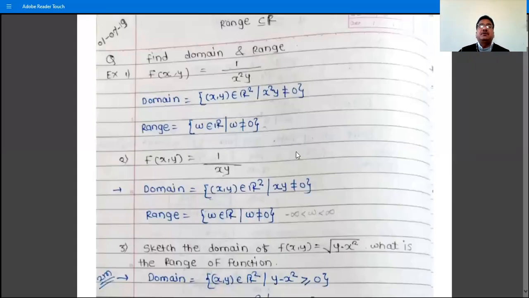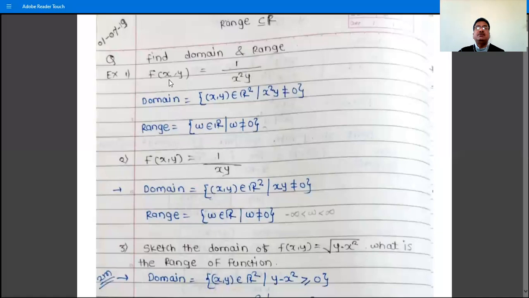Are the examples for 2 marks. Find the domain and range, like that examples, or sketch the diagram of the domain. So find the domain and range of the function f(x,y) = 1/(x² y). This is a two-variable function f(x,y), a function from R², R × R, to R. That is, it is real valued.